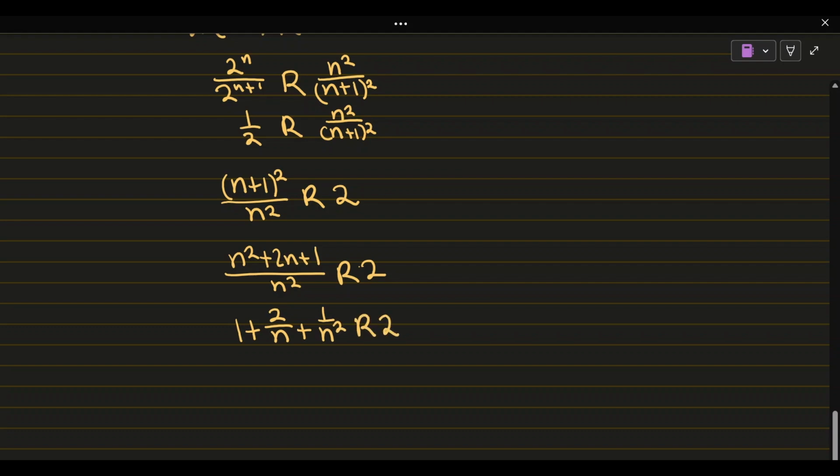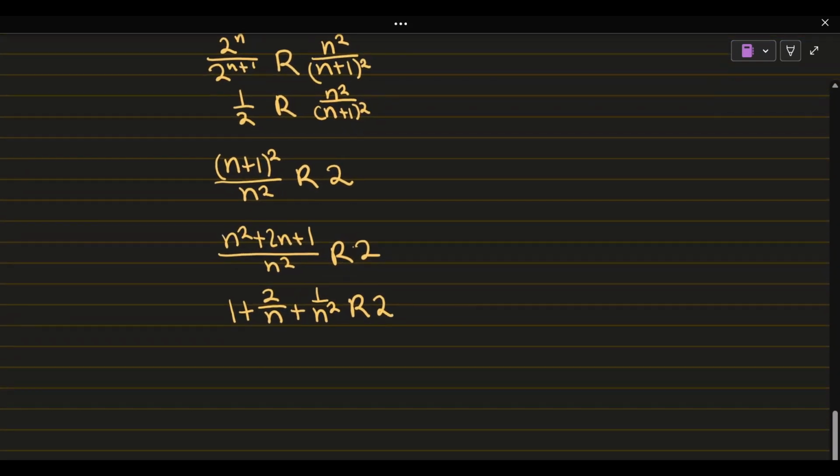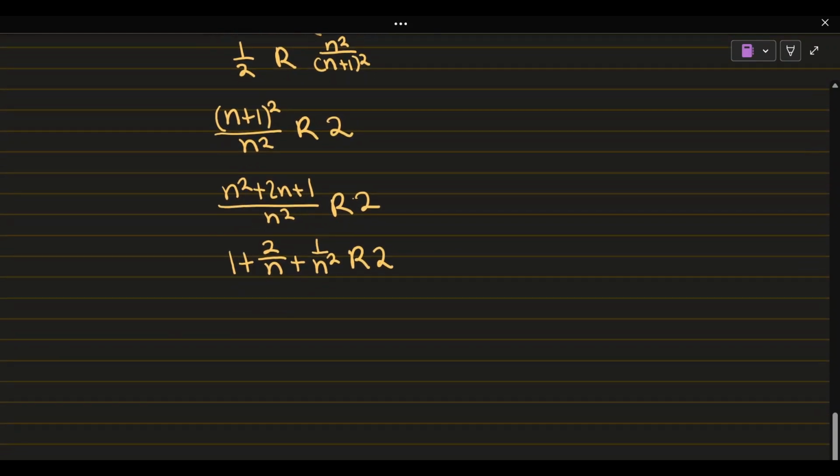Okay. Now, let's look at this. So for n equals 1, this is 1 plus 2 plus 1. Clearly that's greater than 2. But if n is, let's say, 4, then this is 1 plus 2 over 4 plus 1 over 16. Well, that's 1 plus a half plus a 16th. And it should be clear that this is less than 2, because a 16th is less than a half.